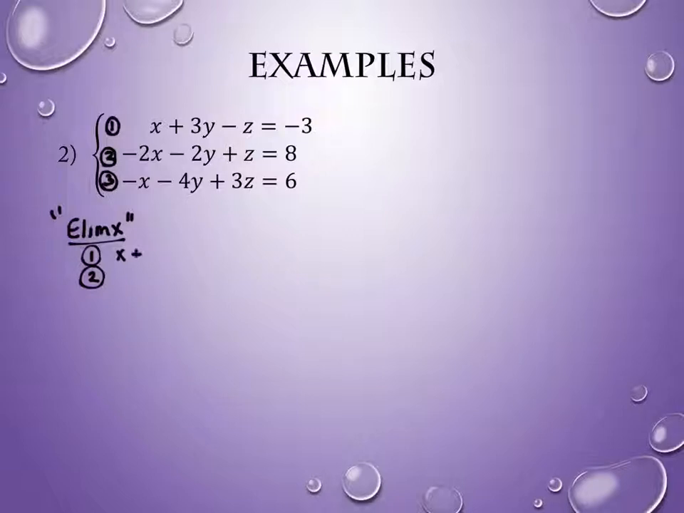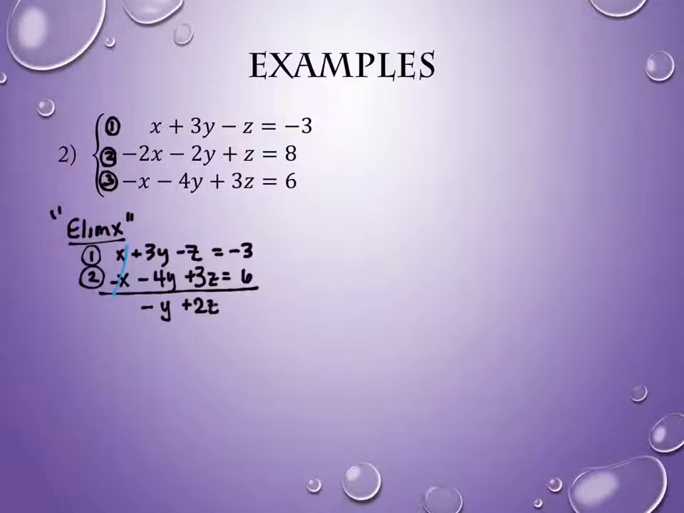So I have x plus 3y minus z equals negative 3. And then I have negative x minus 4y plus 3z equals 6. And just like with 2 by 2 systems elimination, we add them together. The x's are going away, which was our goal. And I'm left with negative y plus 2z equals 3. Okay, so it doesn't just have 1 variable, it still has 2, but 2 is better than 3.